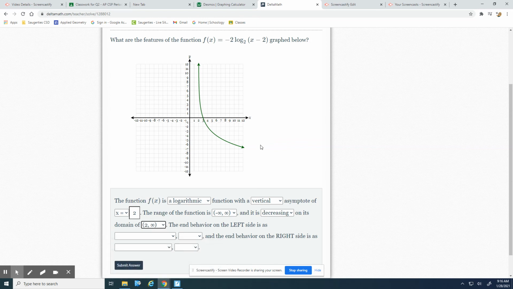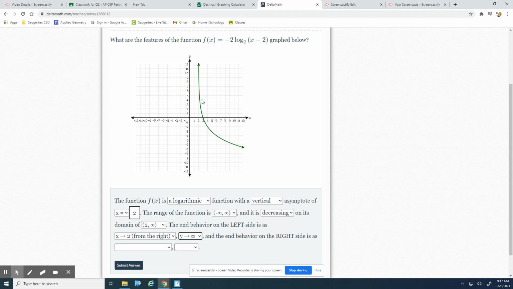And behavior on the left. So this is a little weird because going to the left, we're not going to infinity, right? We can't get past that line at 2. So as x goes towards 2 from the right, it does not go to negative infinity for x. The y values are increasing to infinity. So I'm looking for y goes to positive infinity.